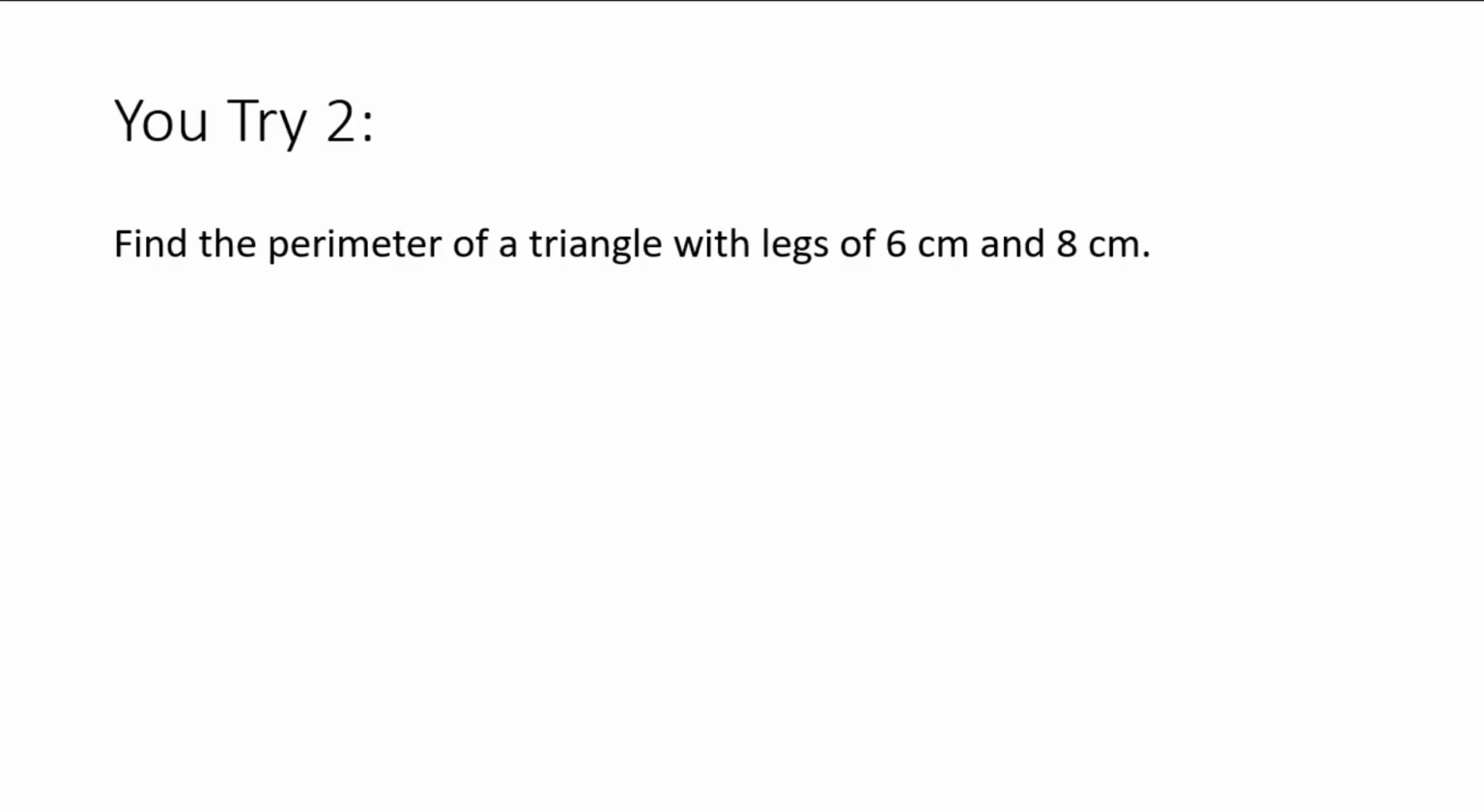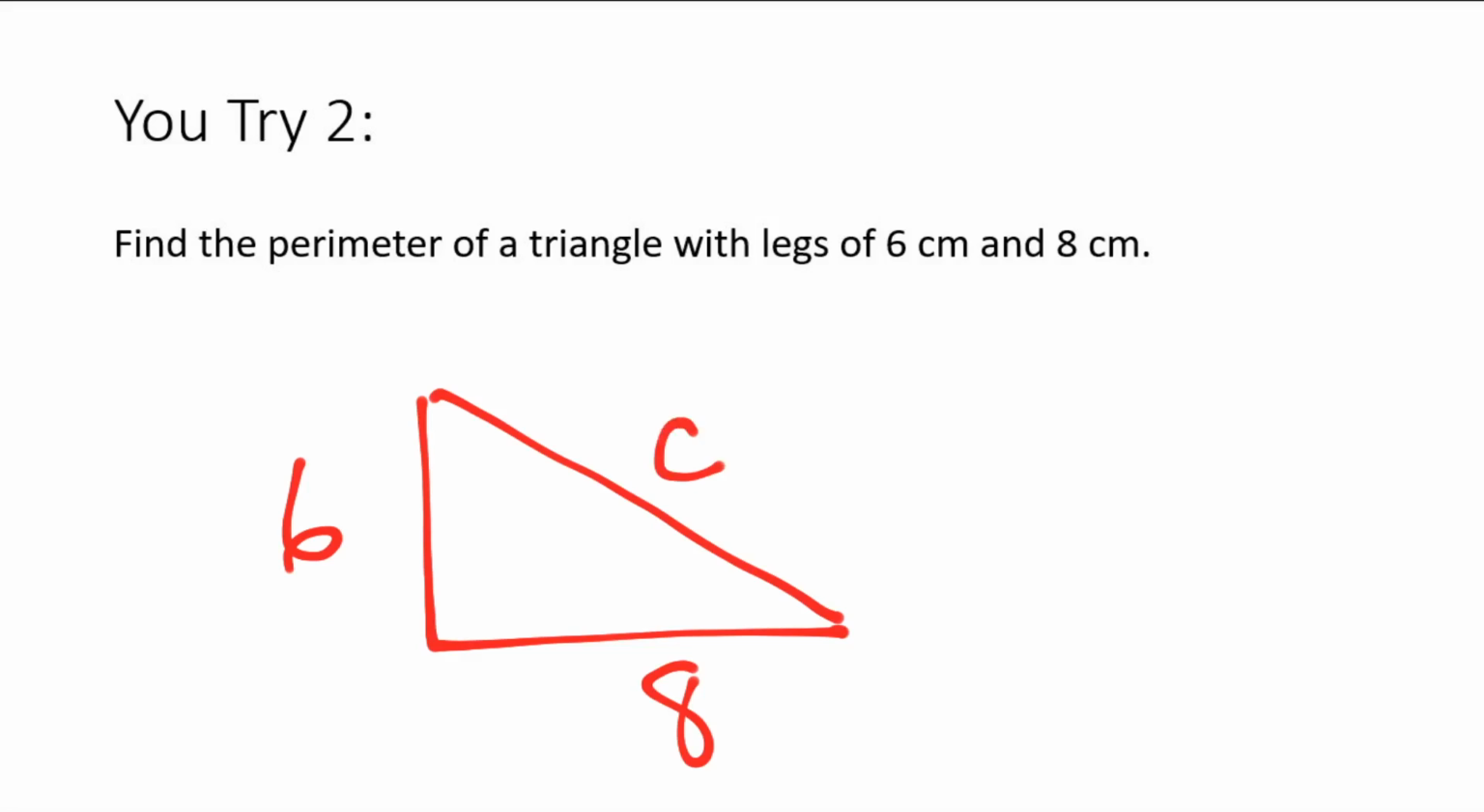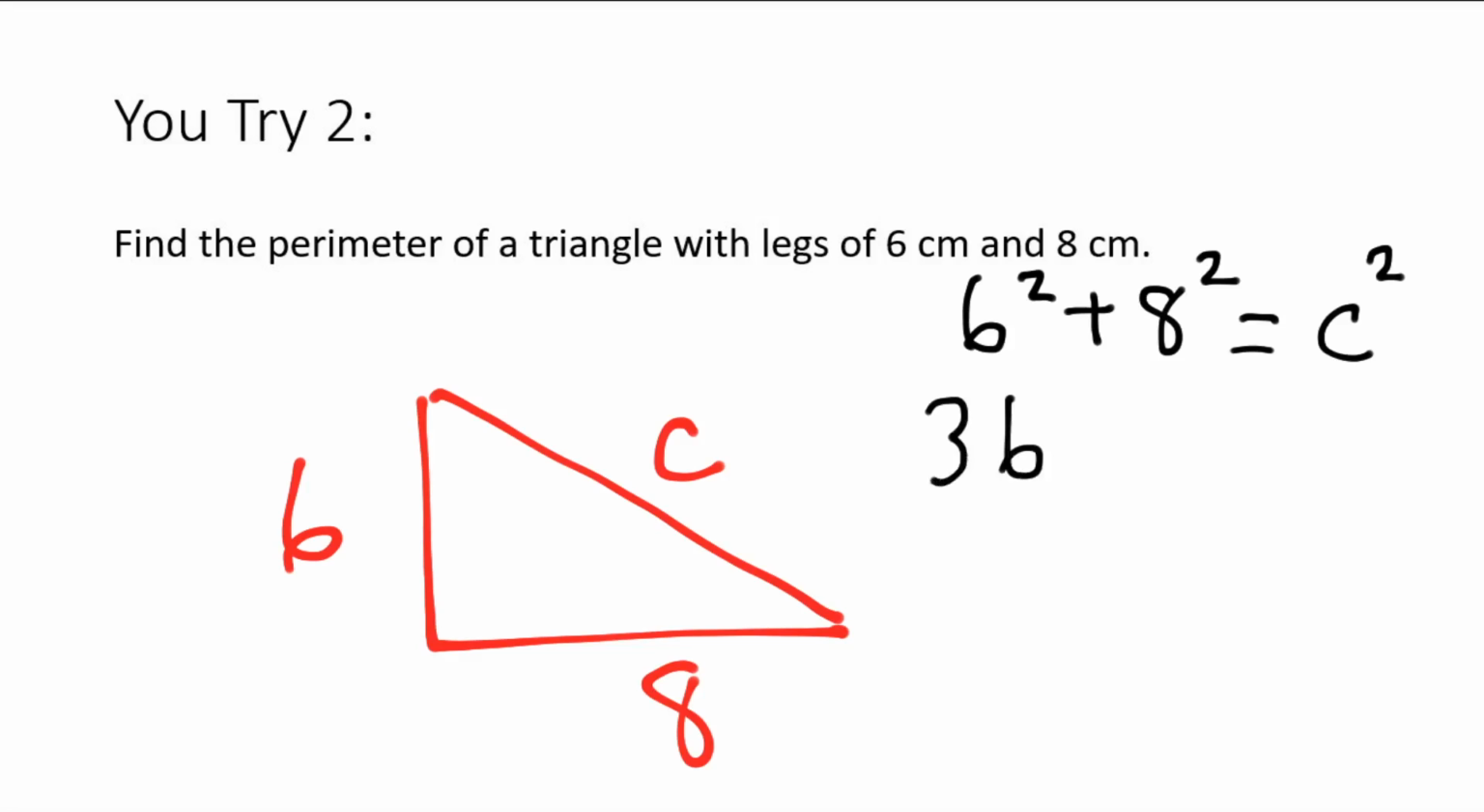Now that you've tried it on your own, let's do it together. I want to find the perimeter of a triangle with legs of 6 centimeters and 8 centimeters. So I'm drawing my triangle. Now let's do some of the math. 6 squared plus 8 squared is going to be equal to c squared. 6 squared is 36. 8 squared is 64. And I don't know what c squared is. I'm going to add 36 and 64 and I'll get 100. Oh, very cool.